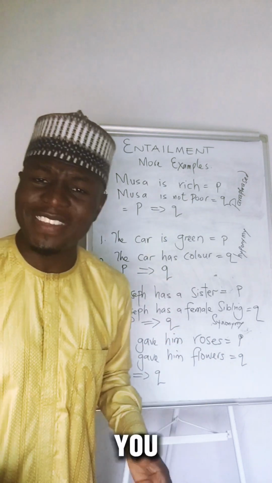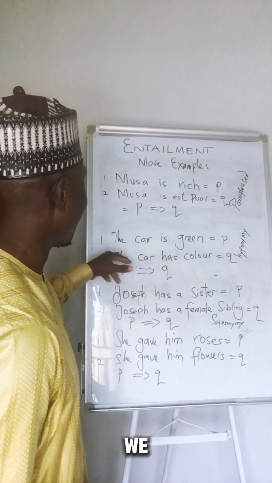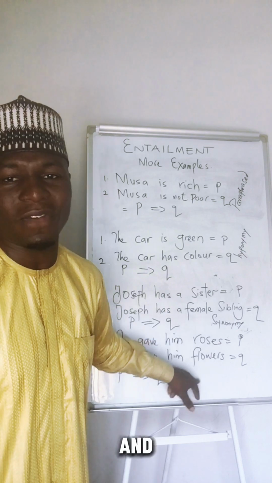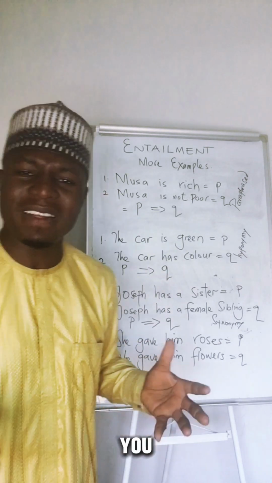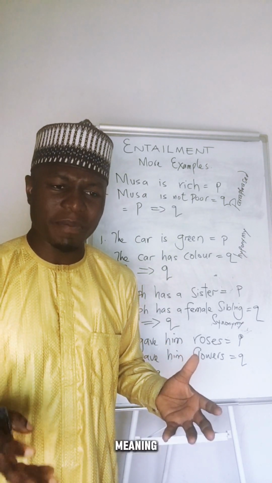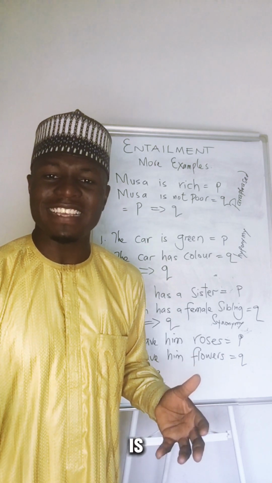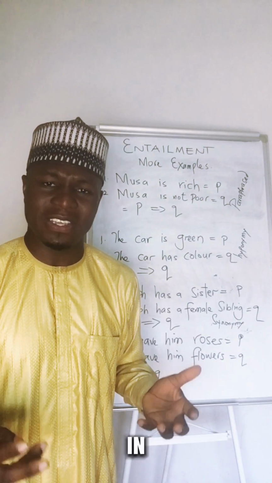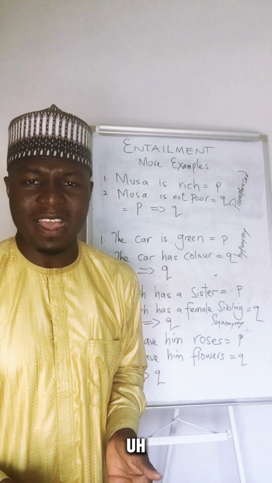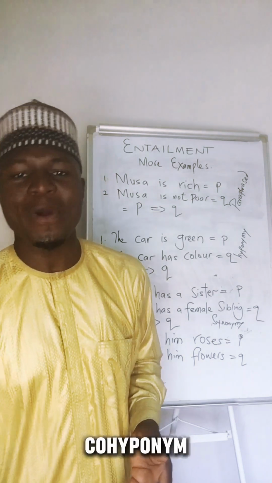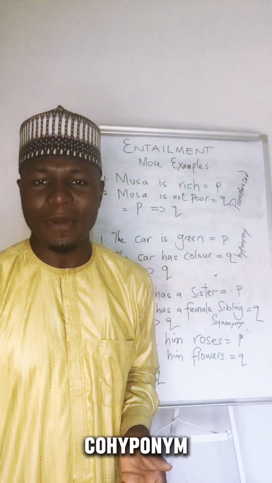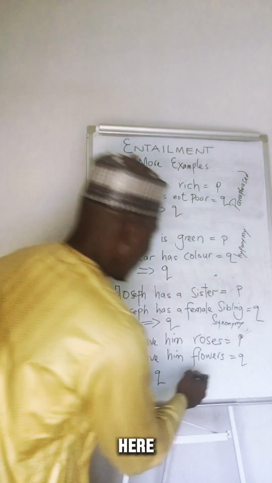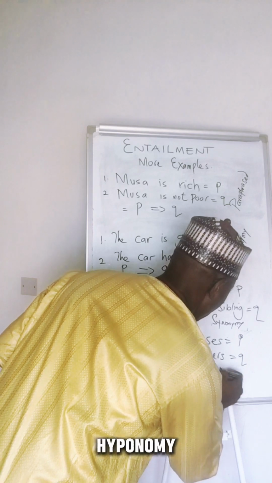So the relationship here, can you guess? It's just like the relationship that we have in green and color. It's the same relationship that we have in roses and flower. So we can say that when you can create a relationship of hyponymy, meaning the word that is entailed is a superordinate or co-hyponym of the first proposition, then in that case you have your entailments. A superordinate term entails a co-hyponym and vice versa. And a co-hyponym also entails a superordinate term. So here the relationship is also that of hyponymy.